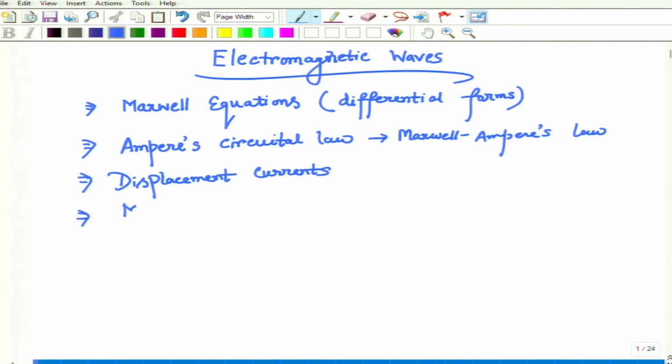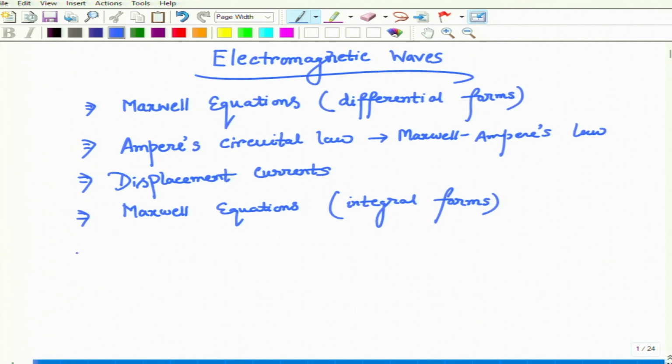After that we discussed Maxwell equations again, but obviously in the integral forms. Okay, there are four Maxwell's equations. The first one is Gauss law for the electric field, then Gauss law for the magnetic field, Faraday's law, and the Maxwell Ampere's law. Four Maxwell equations are there. We know these things as well.